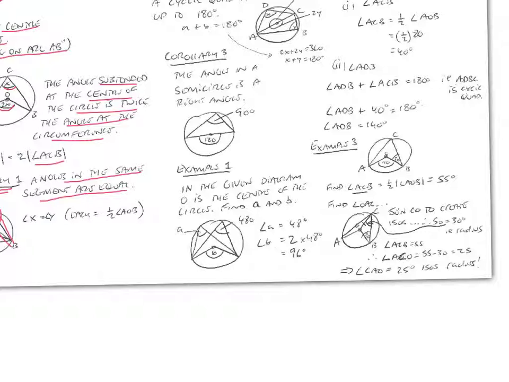Here's an example. In the given diagram, O is the centre of the circle. That's here. Find A and B. So we find this angle, and we have to find this angle. The angle on the circumference and the angle at the centre of the circle. So we know that this is 48. So if this is 48, then A must be 48 as well, because B is twice 48 and B is twice A. And the angle B then is twice this, so the angle B is 96.